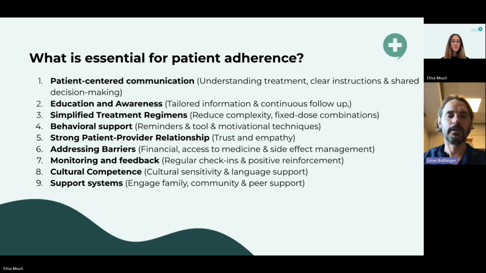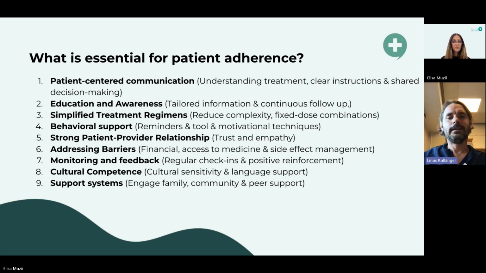Another thing is, of course, cultural competence, that you understand different cultures, that you have some understanding of the different cultural backgrounds of the patient and yourself. And what we're going to talk about later, language support. And then lastly, support systems. They have to engage family, community or friends, so the patients can get help or support to take their medicine or follow their treatment. Also peer support groups as well, so they can cope.